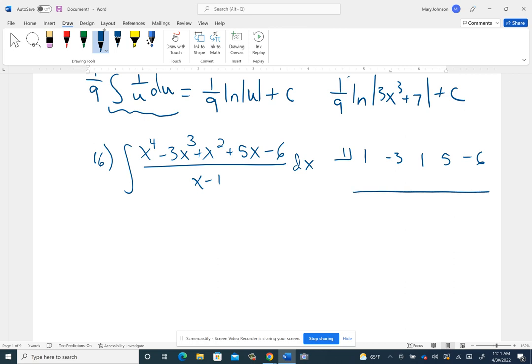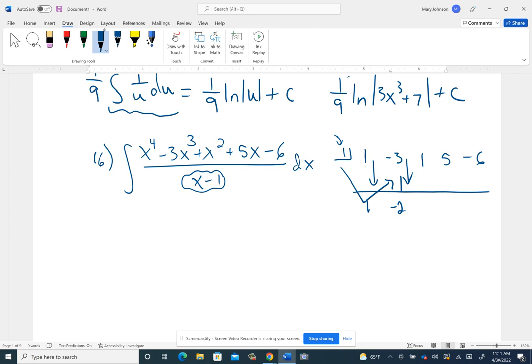Okay, and with synthetic division, what goes in here is the root or the 0 of that denominator. What causes the denominator to be 0 would be 1. Okay, then you always bring down the first number. Then you multiply and write the result. And then be careful with your positives and negatives.